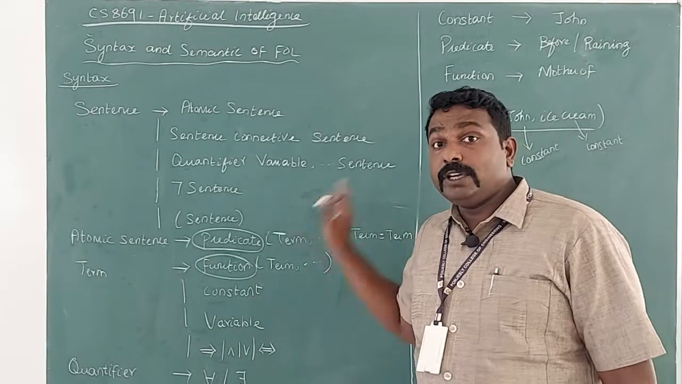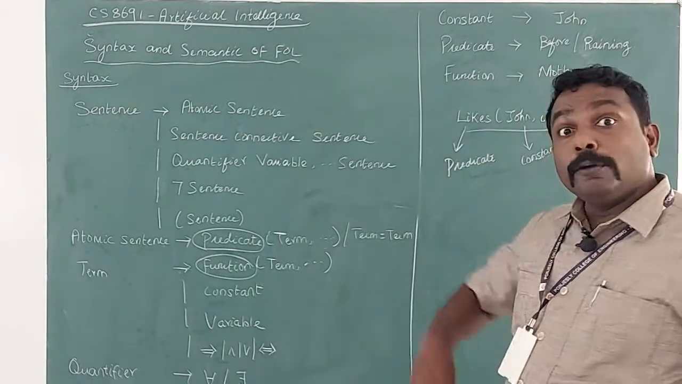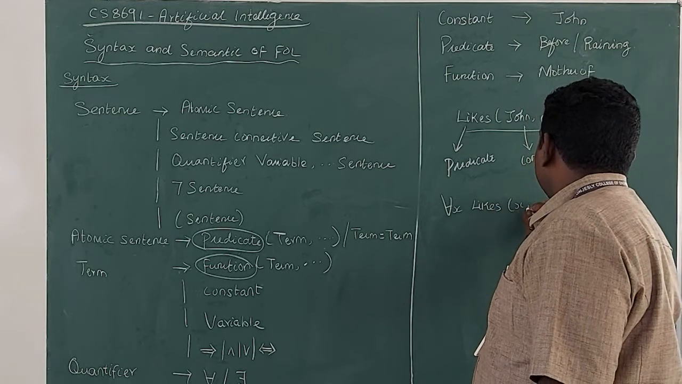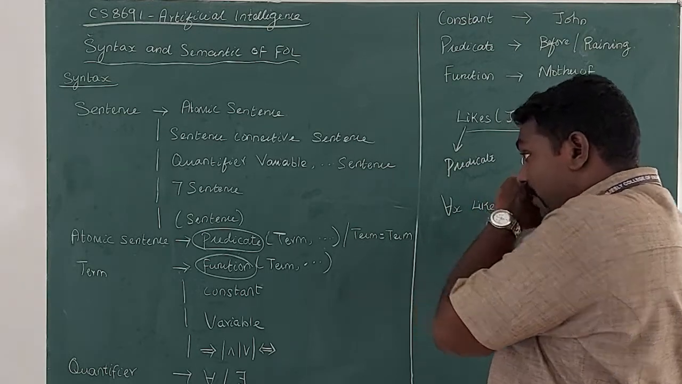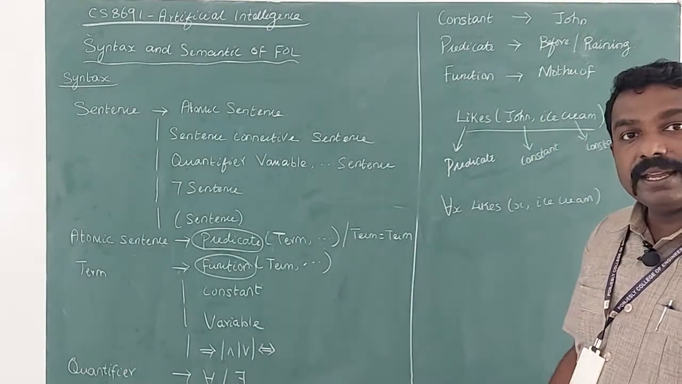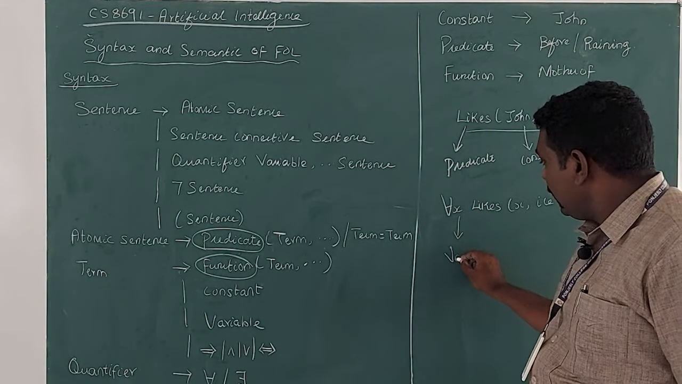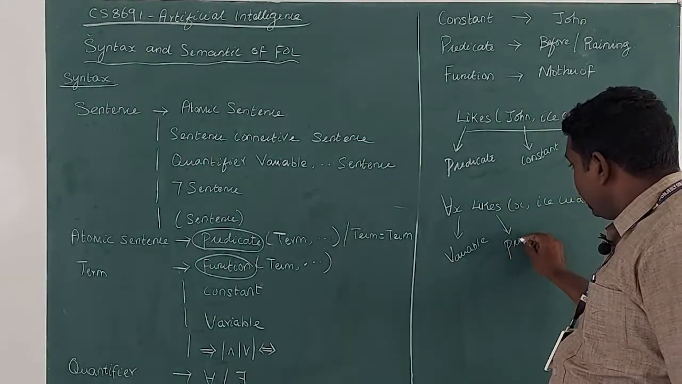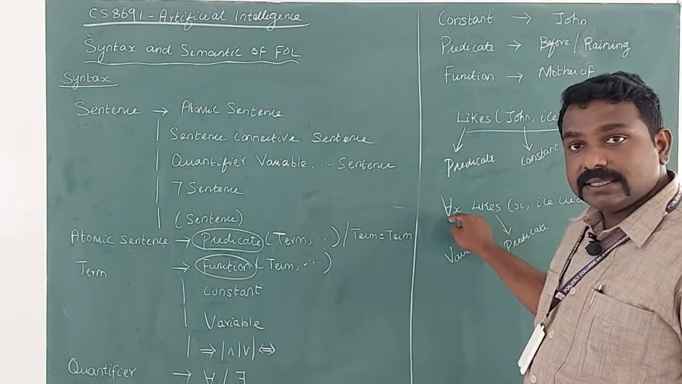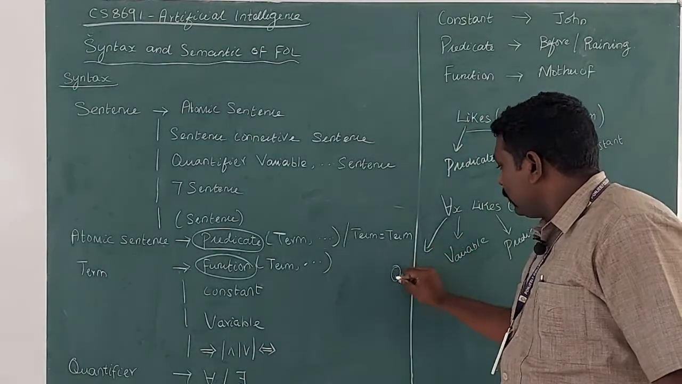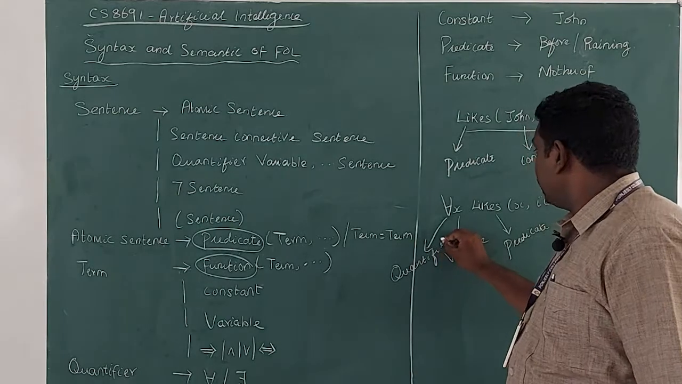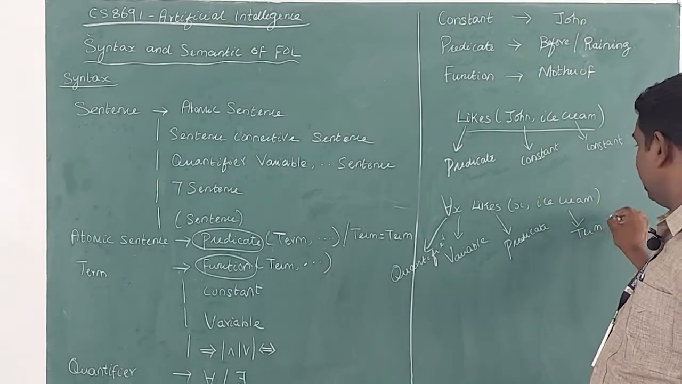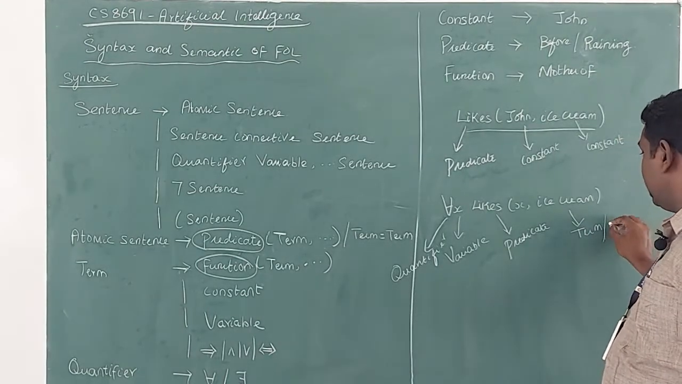I haven't used a variable here, right? So if I have an example like everyone likes ice cream, that can be written as for all x, likes(x, ice cream). So this is also a form of sentence. What is the variable here? This x is the variable. What is the predicate here? Likes is the predicate. This you call a quantifier. What about ice cream? That you call a term, or even a predicate.